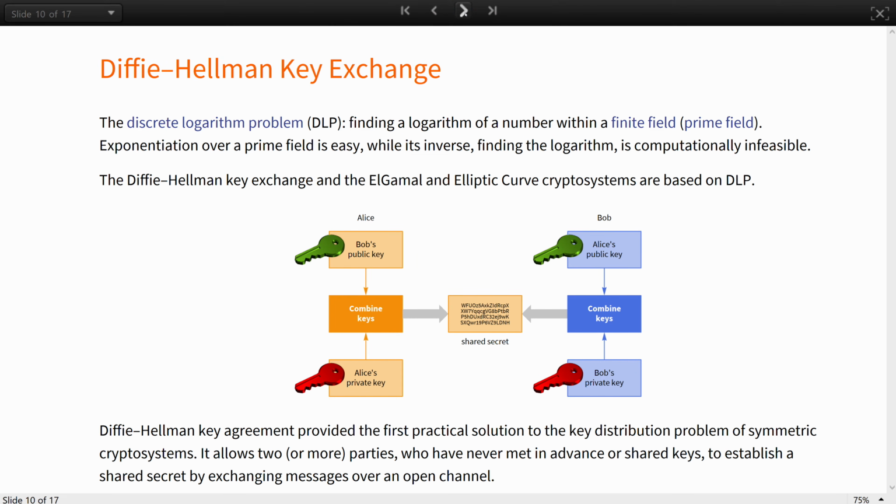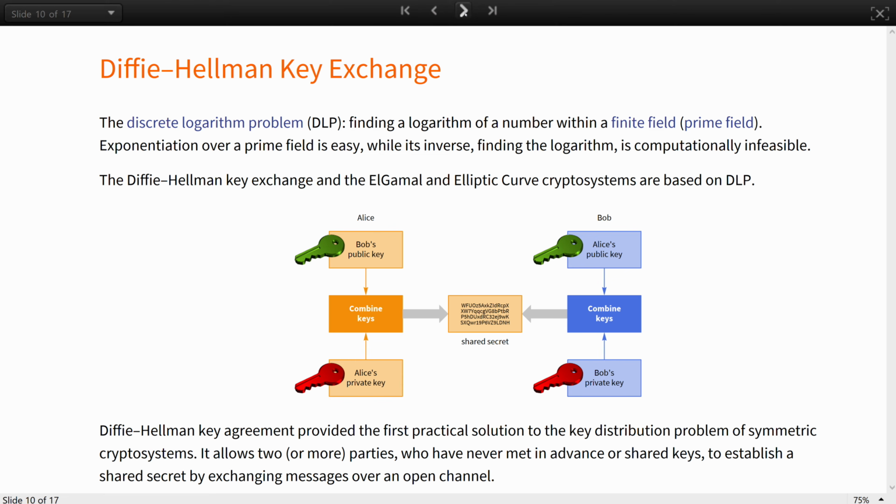Factorization is one hard problem upon which the existence and security of asymmetric cryptosystems depend, but it's not the only one. Another hard problem useful to cryptography is the discrete logarithm problem. It concerns finding a logarithm of a number within a finite field, particularly a prime field. Prime fields are the fields that have a prime number of members. Prime fields are of great use in asymmetric cryptography, since exponentiation over a prime field is relatively easy, while its inverse, finding the logarithm, is computationally infeasible.